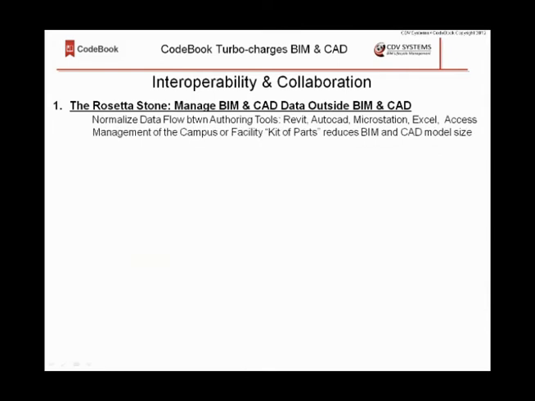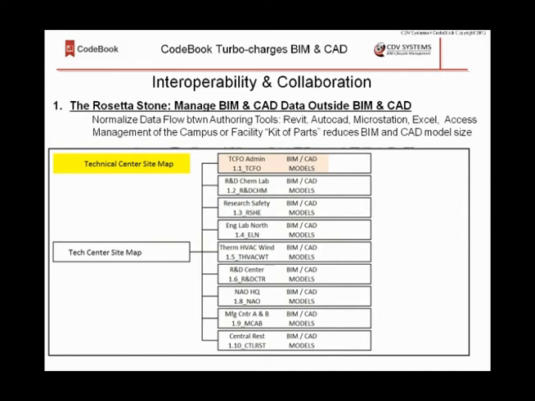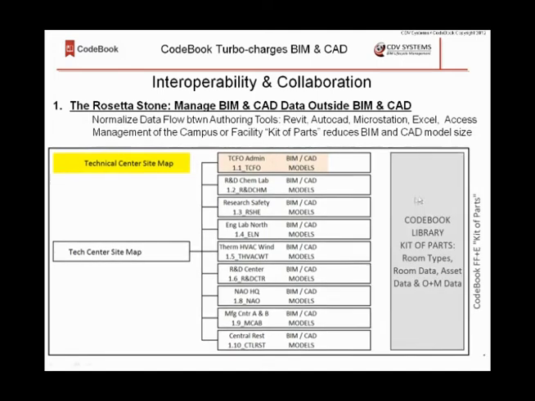Next is the power of the kit of parts to manage the data across a campus. Here's a campus, for example. This is a campus of an institution. It's got a variety of building models in the project. And here's that same campus as a diagram. You've got the campus site plan, and each of these rectangles represents a unique building. Here's the admin building, the chem lab building, the research safety building, and the north lab building. Within each of the buildings, there are different BIM or CAD models that represent the overall data of that project. The CodeBook kit of parts sits outside all of these different buildings.